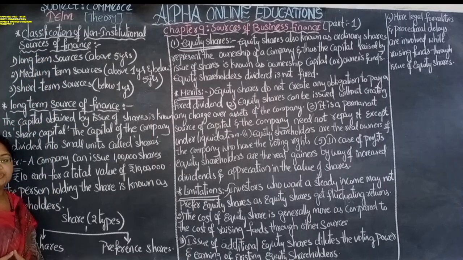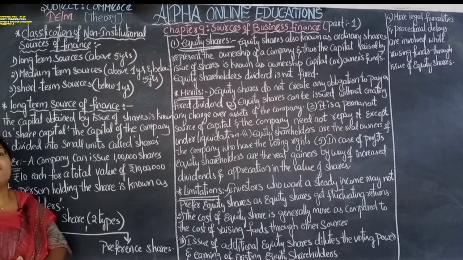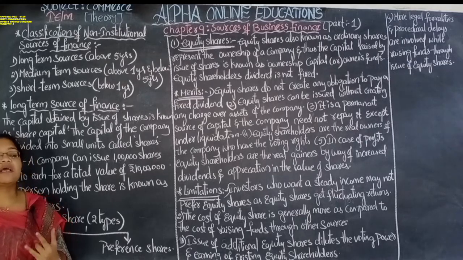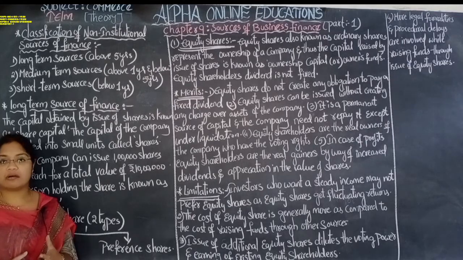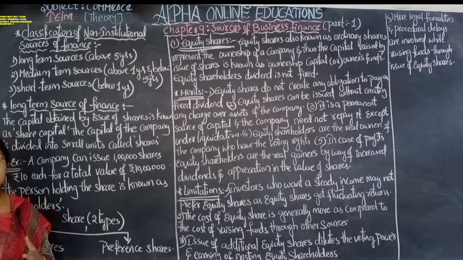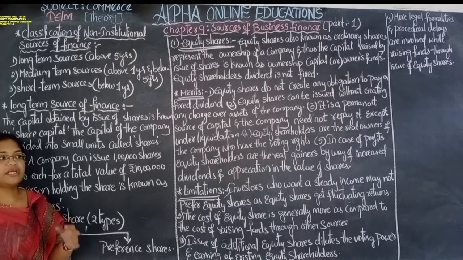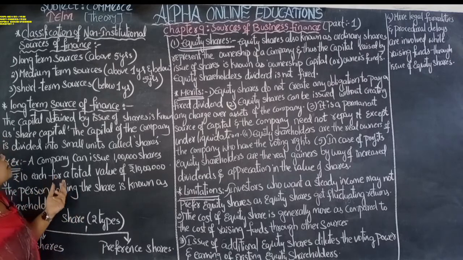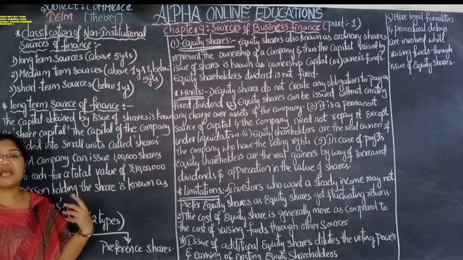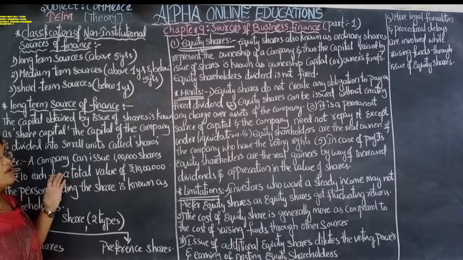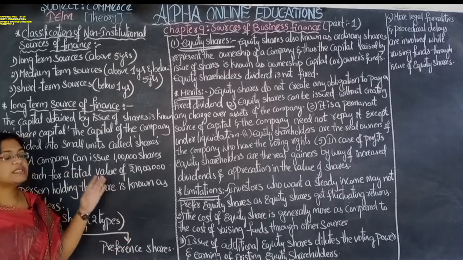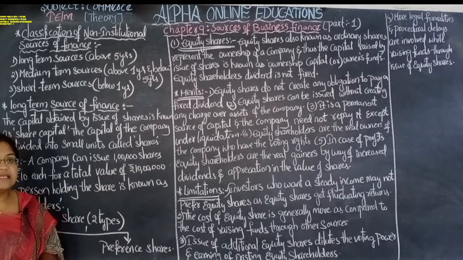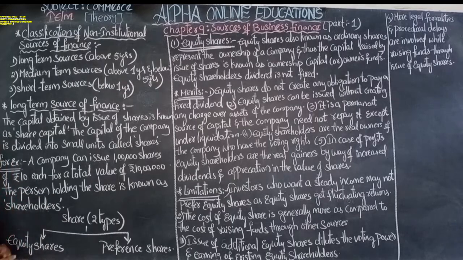Non-institutional means we are not approaching banks, we are not approaching any government agencies or institutions. Without approaching any institution, how can we raise the finance? Those are the things we are going to discuss in this session. The source of finance is generally classified into three categories.